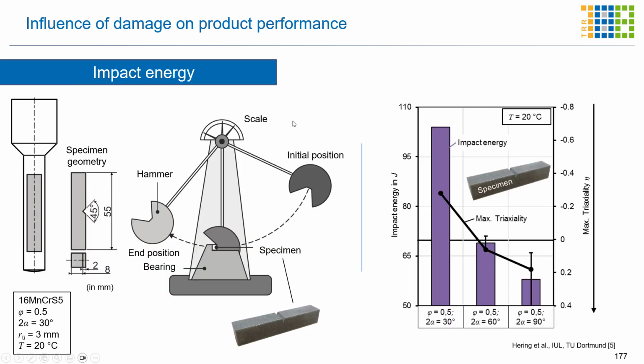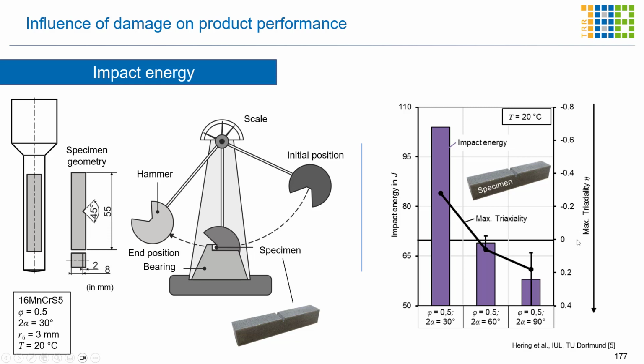Then additional investigations have been done in terms of the impact energy. Therefore, a slightly different specimen geometry has been cut out of the extruded parts with a cutting edge of 45 degrees. And afterwards, these specimens were fractured by a hammer with an initial position, which then falls onto the specimen and fractures or deforms it. And afterwards, the impact energy has been measured.